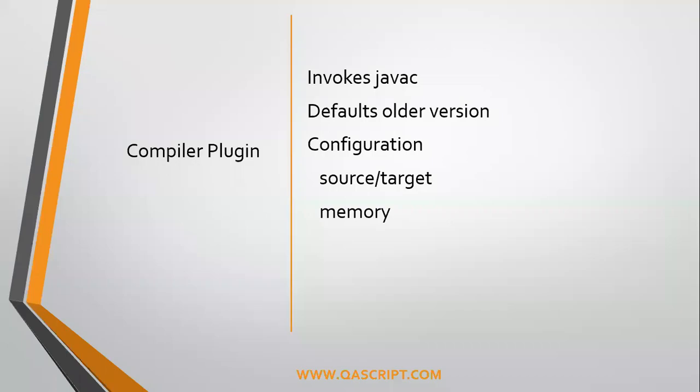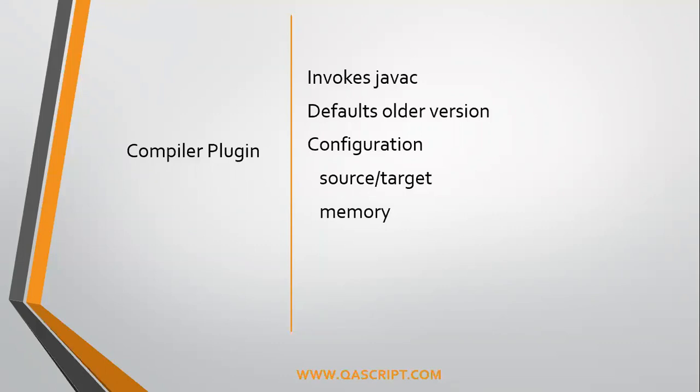So now let's have a look at different plugins. The first plugin is the compiler plugin, but before that, let us first discuss what a plugin is. One way of attaching a goal to your phase is by adding plugins to your build configuration in your pom.xml file. Plugins are nothing but an artifact which provides goals to your Maven project. The first plugin we are going to look at is the compiler plugin.